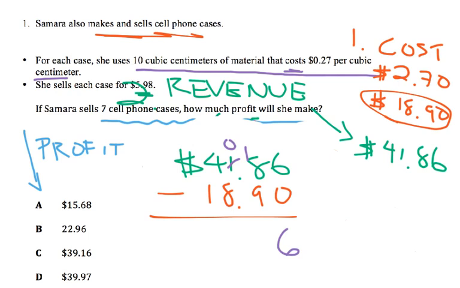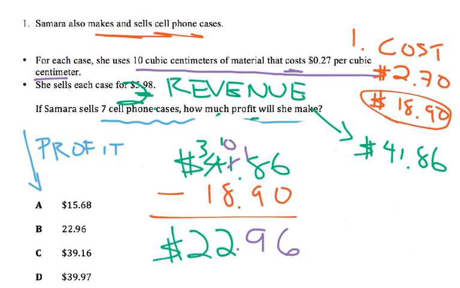18 minus 9 is 9. Okay, and then we can't do 0 minus 8, so let's make that 40 into a 30 and bring over the 10. 10 minus 8. And then 3 minus 1 is 2.